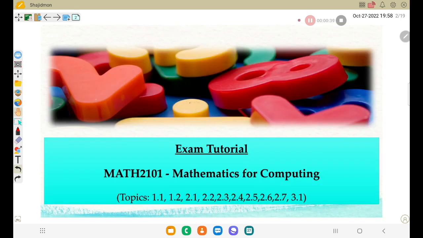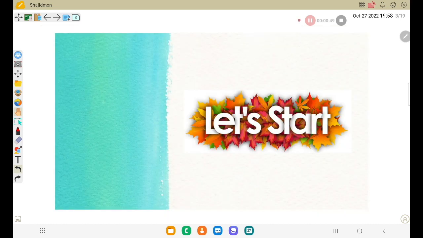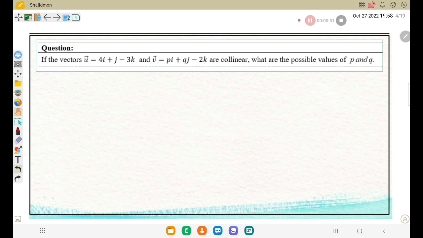So these are the topics: 1.1, 1.2, then from the second module 2.1 to 2.7, and the third module 3.1 section. Okay, so let's start. See the first question.